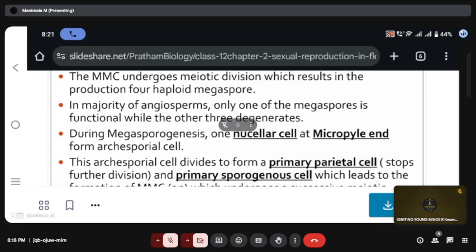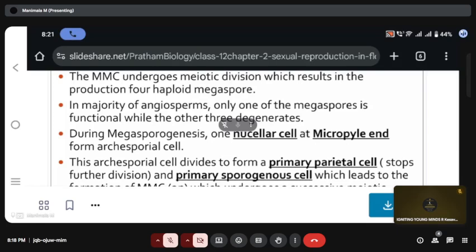So at micropylar end, how are the nucleus cells arranged? Two plus one. What are they? Ma'am, at micropylar end, we have a two plus one cell. What are the two plus one cell? Ma'am, one is egg cell and the other two are synergids.